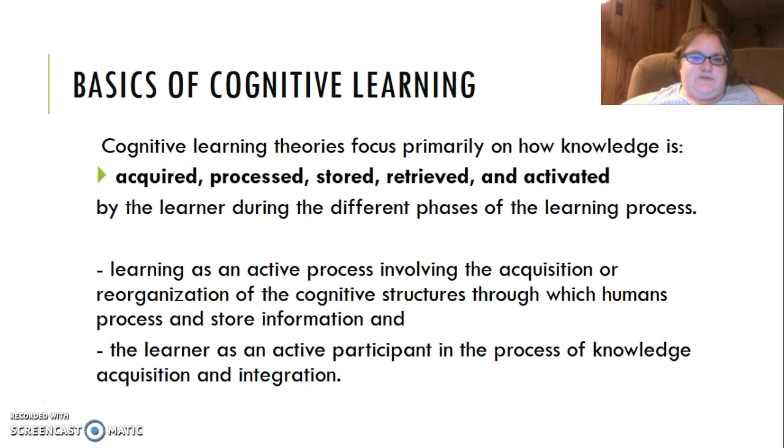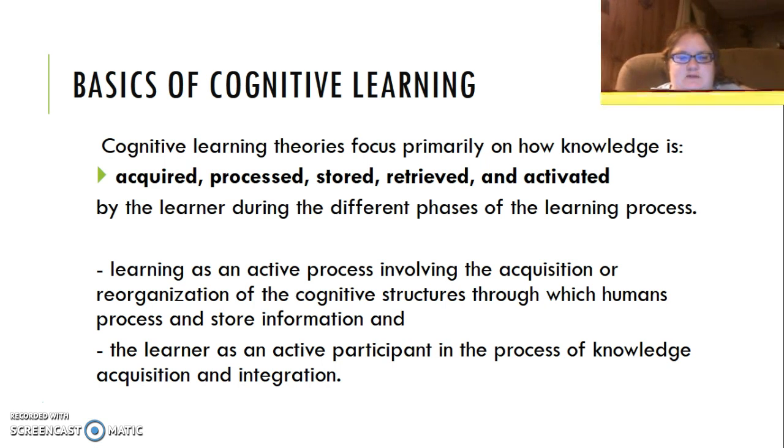Cognitive learning theories focus primarily on how knowledge is acquired, processed, stored, retrieved, and activated by the learner during the different phases of the learning process. Learning as an active process involves the acquisition or reorganization of the cognitive structures through which humans process and store information. The learner is an active participant in the process of knowledge acquisition and integration.